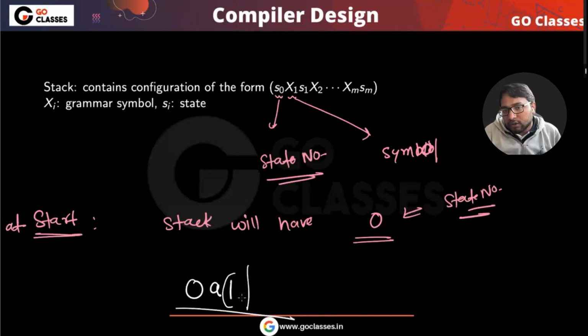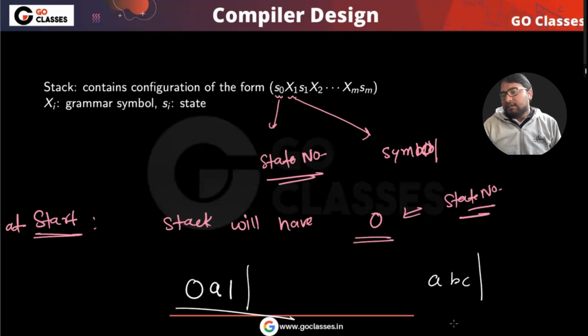You always write on the top of the stack. You always write the state number. If you want, you can maintain these state numbers in a separate stack, which means you can say that A, B, C I will be maintaining here, and 0, 1, 2 I will maintain in a separate stack. Can you do that? Yes, you can. It is up to the implementation. I have just maintained only 1 stack.